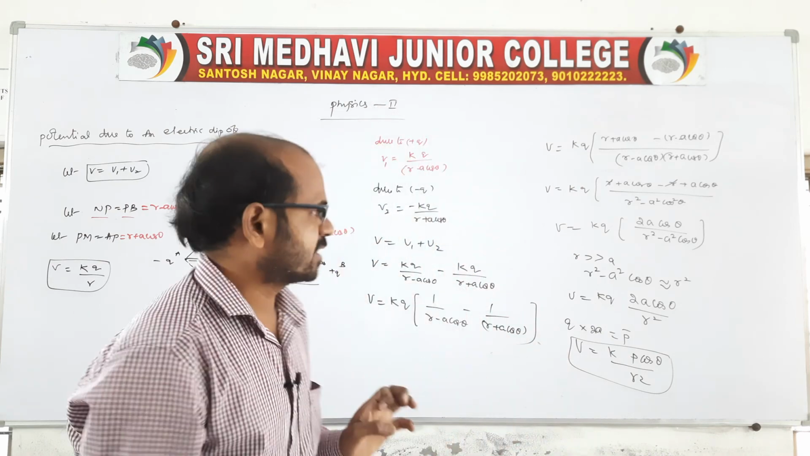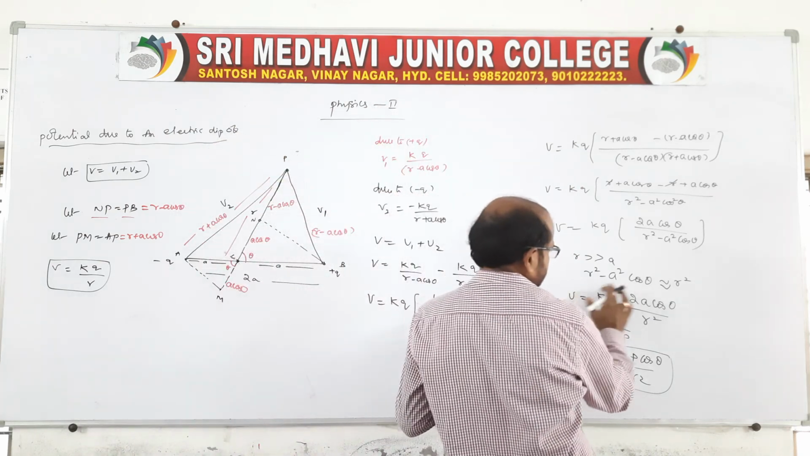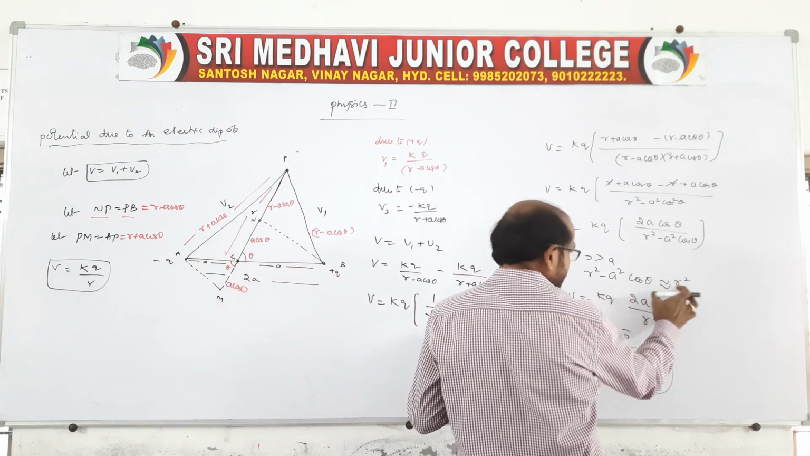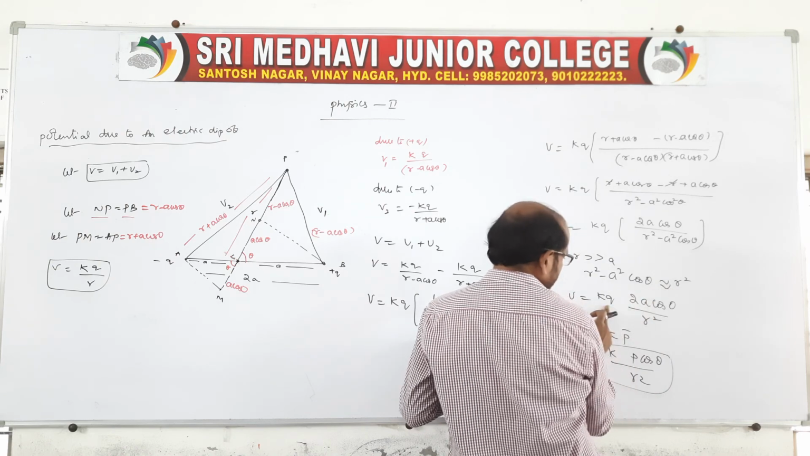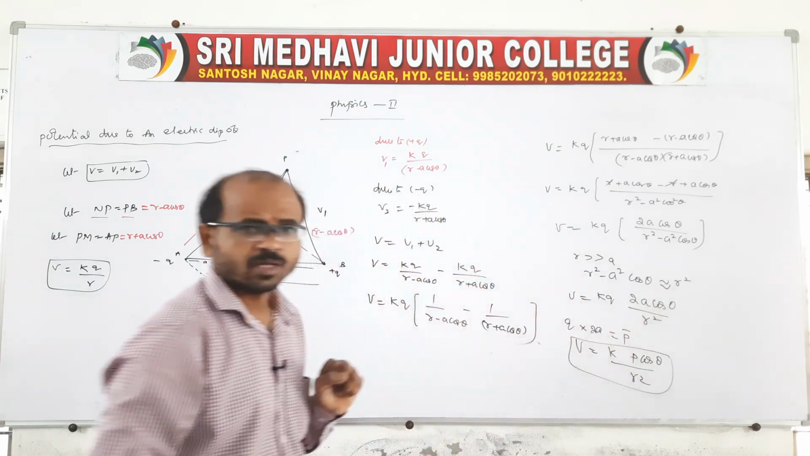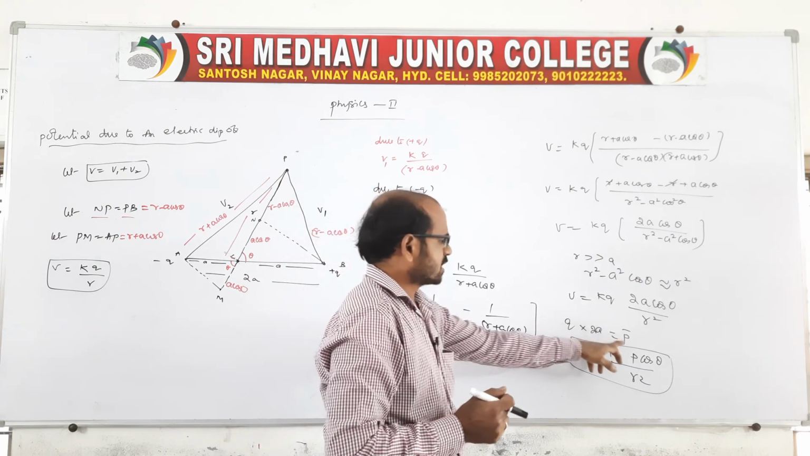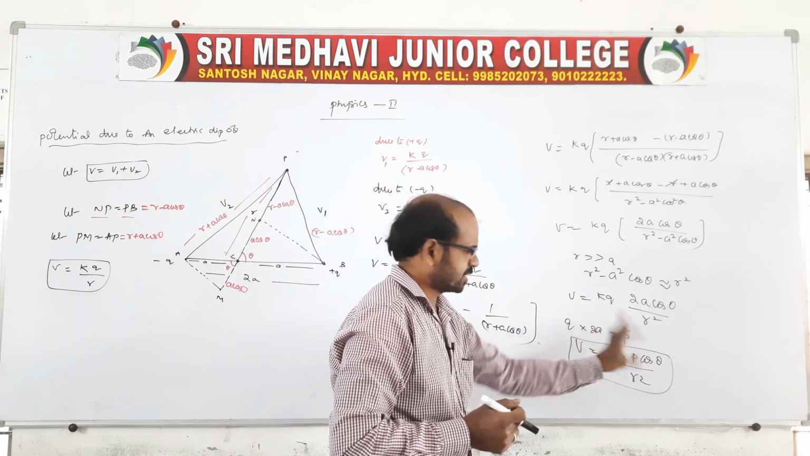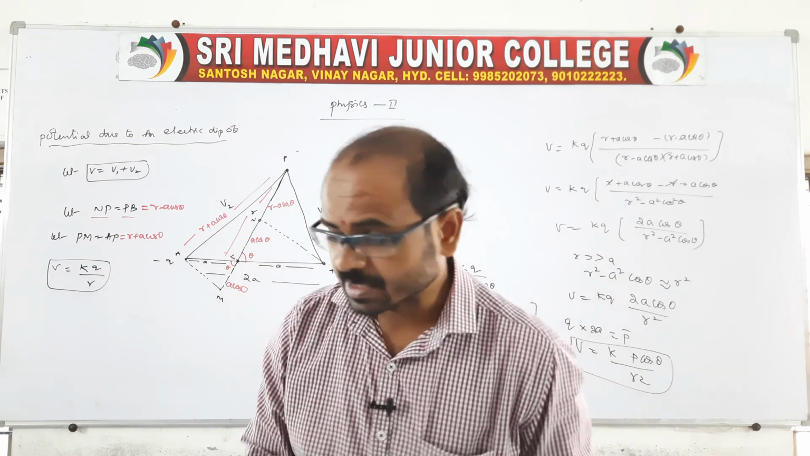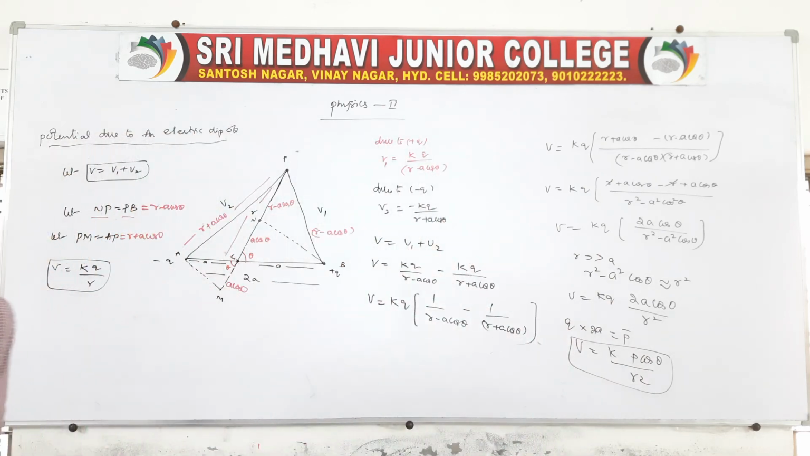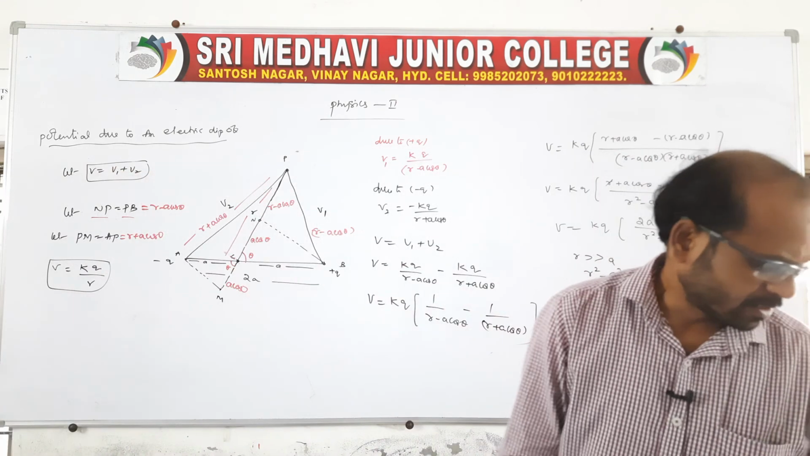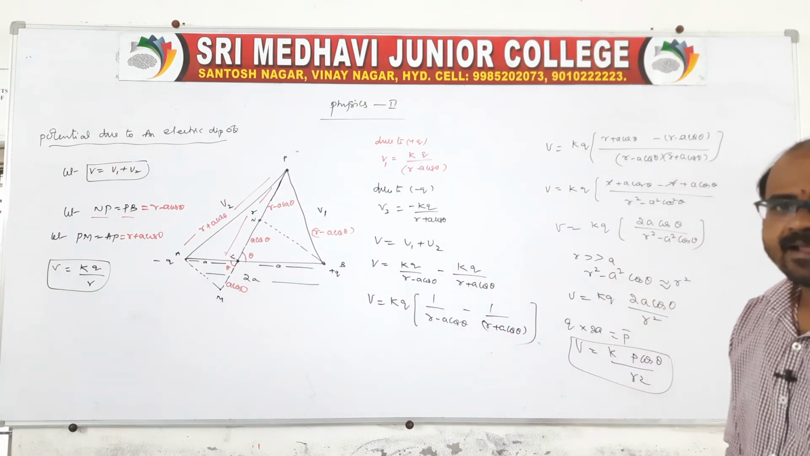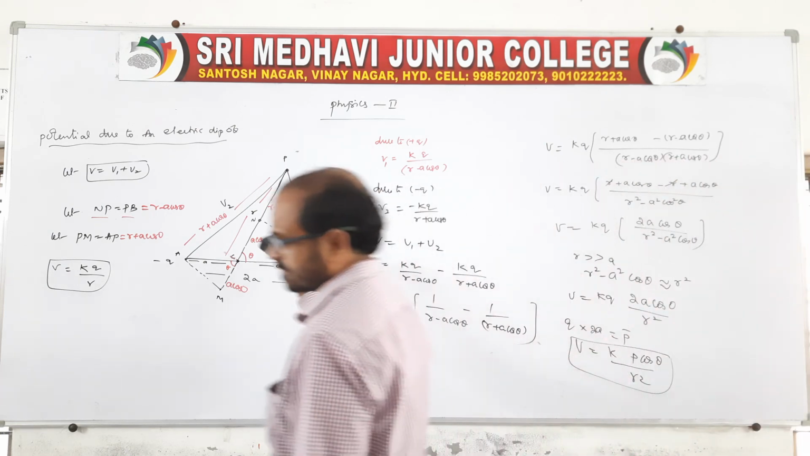R is very much greater than a, no? Therefore, r square minus a square cos square theta is nearly equal to r square. So V is equal to kq into this. Right? But according to the dipole moment, q into 2a is nothing but p. So we can say V is equal to k p cos theta by r square. This is the expression due to a dipole. The electric potential due to a dipole will be like this. Clear? So this is the relation, everyone remember.